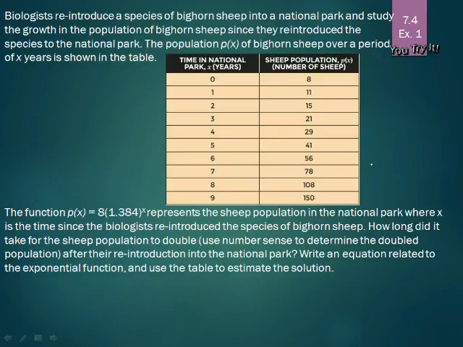Biologists reintroduced a species of bighorn sheep into a national park and study the growth in the population of bighorn sheep since they reintroduced the species to the national park. The population P(x) of bighorn sheep over a period of x years is shown in the table. The function P(x) = 8(1.384)^x represents the sheep population in the national park, where x is the time since the biologists reintroduced the species of bighorn sheep.